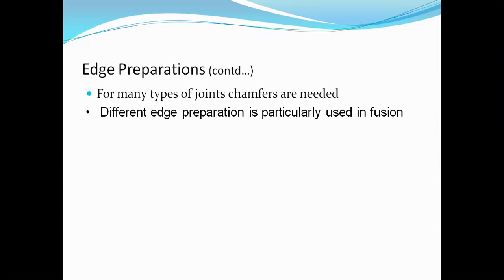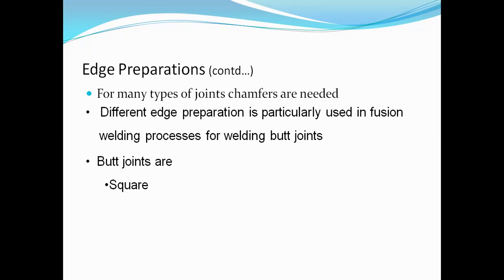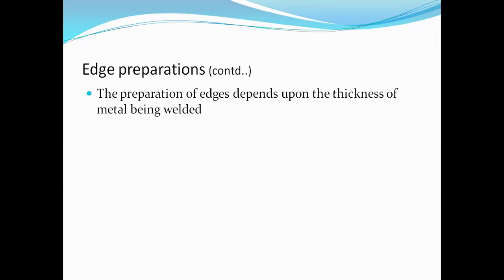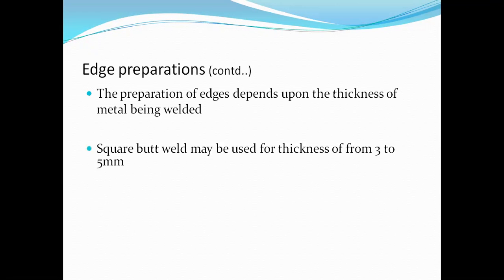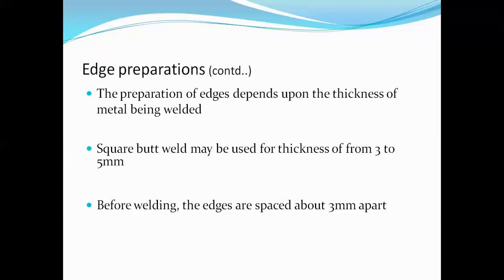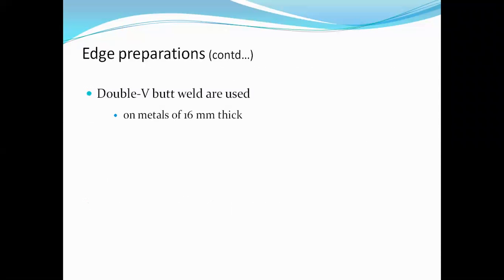Different edge preparations are particularly used in fusion welding processes for welding butt joints. Butt joints are square, single V, double V, single U and double U. So these welded joints you will see in machine drawing. The preparation of edges depends upon the thickness of the metal being welded. A square butt weld may be used for thicknesses from 3 to 5 mm. Before welding, the edges are spaced about 3 mm apart.